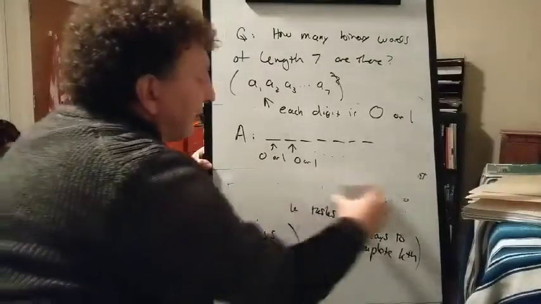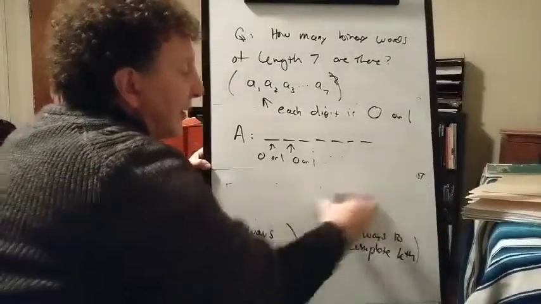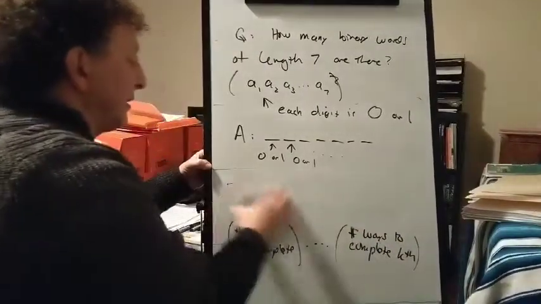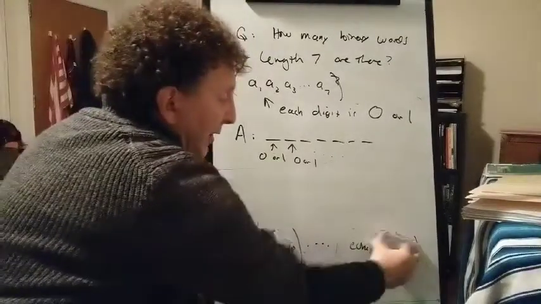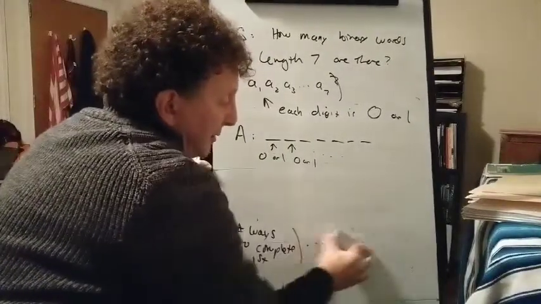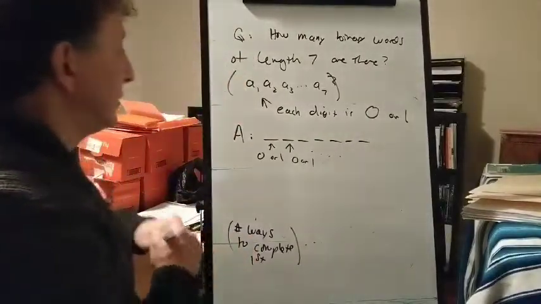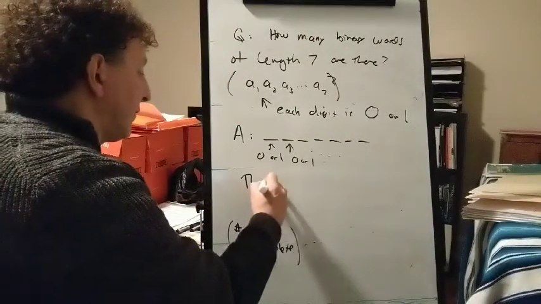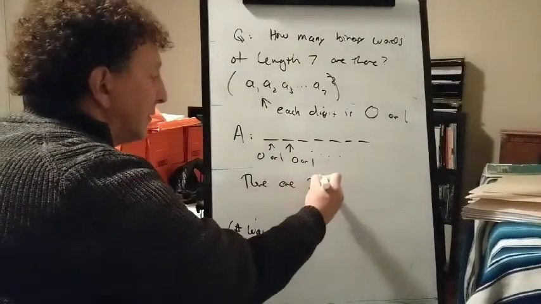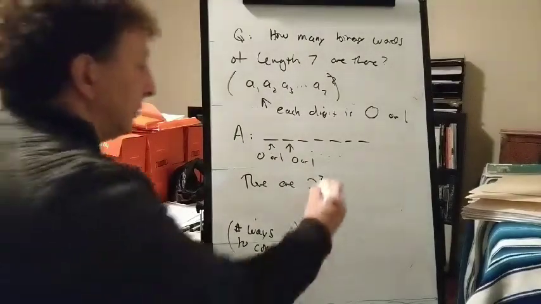Because our first task is to fill the first place. There's 2 ways to do that. And then our second task is to fill the second place. And there's 2 ways to do that, etc. And we have 7 tasks, 7 places to fill with a 0 or 1. So 2 to the 7th.